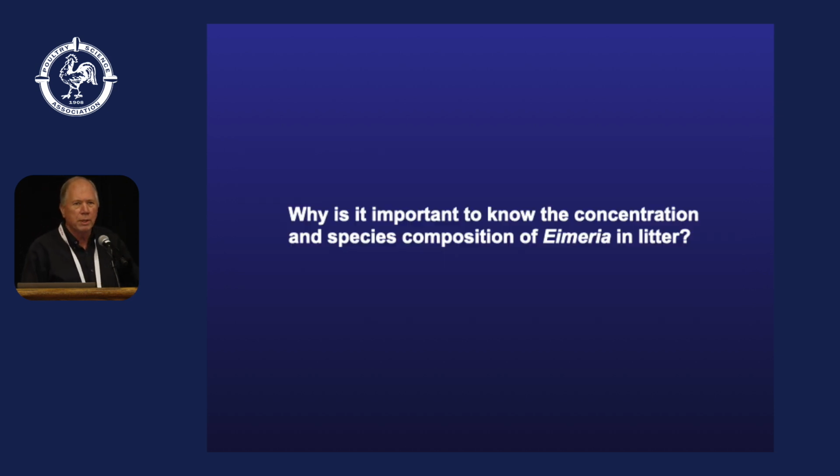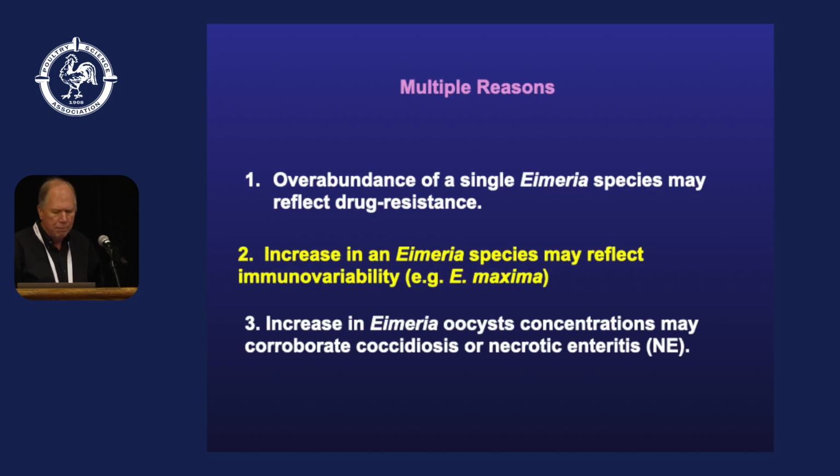So why is it important to know the concentration and species composition of Eimeria in litter? There are multiple reasons this could be used. An overabundance of a single Eimeria species may reflect drug resistance in that species. An increase in, say, Eimeria maxima may reflect immunovariability. So if you're using a vaccine and you have a large increase in Eimeria maxima, it could be that immunovariability is at play. And we'll show some evidence for that.